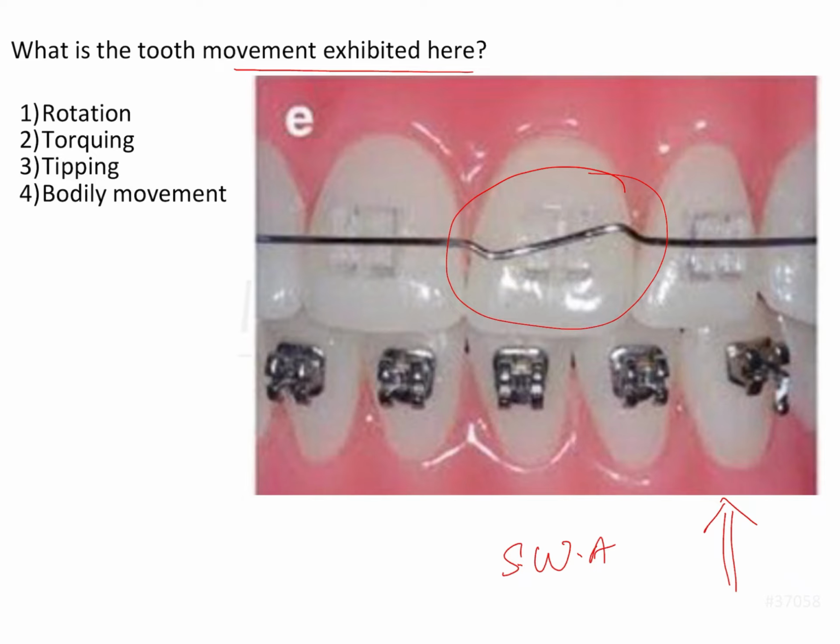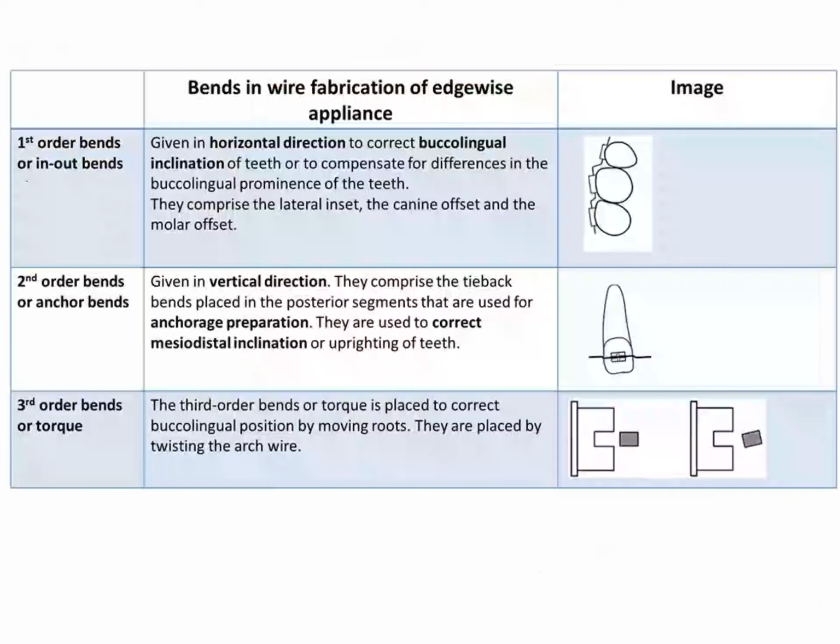Now, what are the different types of bends that were given? There was something known as first order, second order, and third order bends. First order bends are also known as in-out bends because they were given in order to compensate for the buccolingual prominences of certain teeth. For example, the lateral incisor is slightly lingually placed as compared to the canine and the central incisor. So the buccal surfaces of the canine and central incisor are slightly more prominent than the buccal surface of the lateral incisor. This is what is known as the lateral inset.